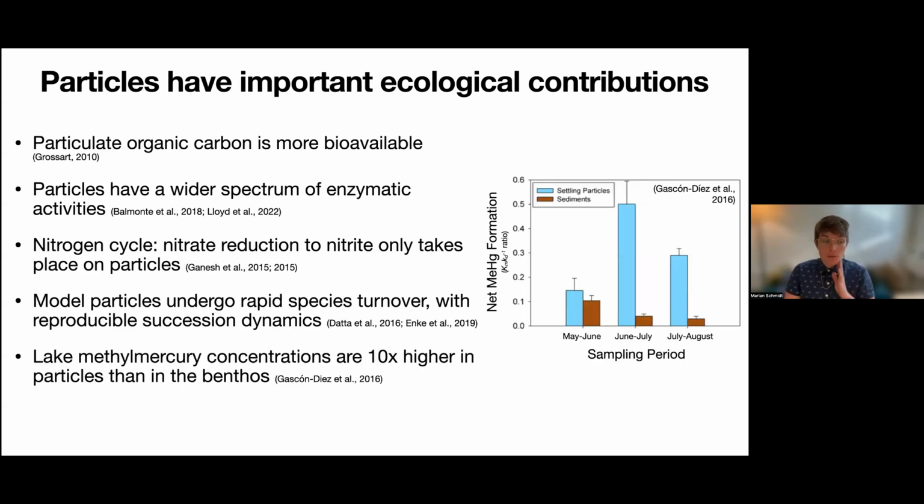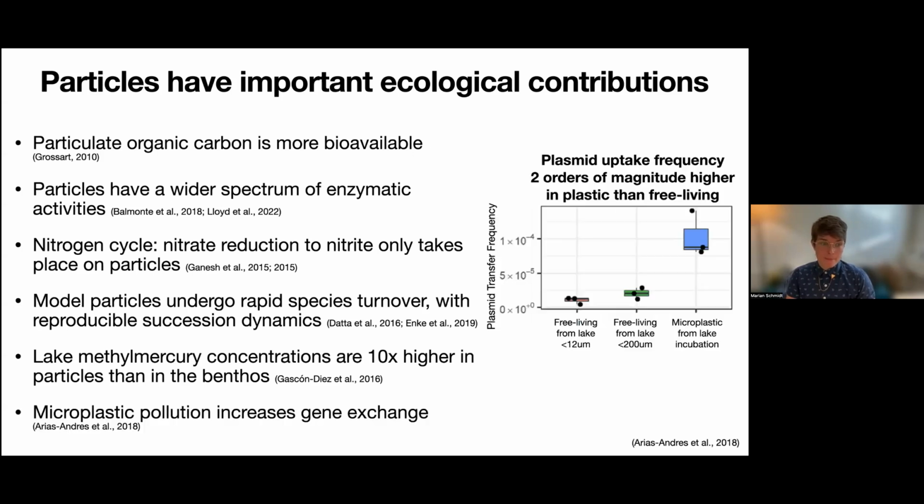Some interesting work has also shown that lake methyl mercury, the neurotoxic form of mercury, which microbes mobilize, is 10 times higher in particles than in the benthos. I think this was Lake Geneva, where they showed that methyl mercury is much higher in the settling particles than in the sediments, which was the historical perspective of where most mercury methylation occurs.